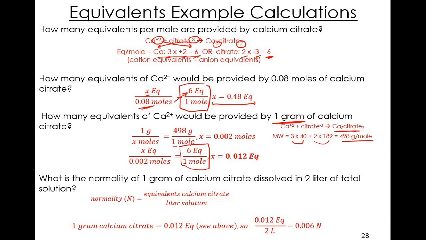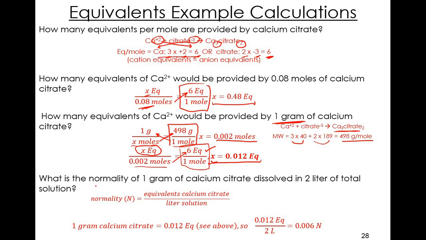So our first proportion will be to use that molecular weight, 498 grams per mole, to determine how many moles are provided by 1 gram of the salt. So crisscross and divide by 498, and it's a small number. It's 0.002 moles. But we can now put that into a second proportion where we can determine the number of equivalents in 0.002 moles using the conversion factor, 6 equivalents for every mole. 6 times 0.002 tells us that there are 0.012 equivalents provided by 1 gram of calcium citrate.